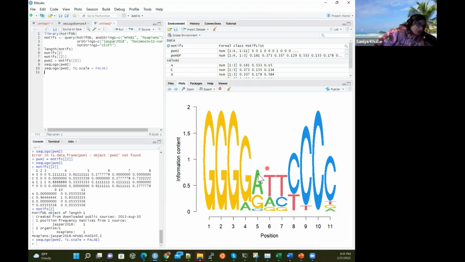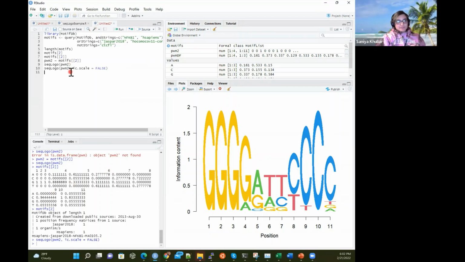And when there's less information, like in position 5, it could be a 61.1% chance of an A in position 5, and 33.3% chance of a G in position 5. So there's a little bit more uncertainty here. It's not quite as clear cut. These are all these probabilities.